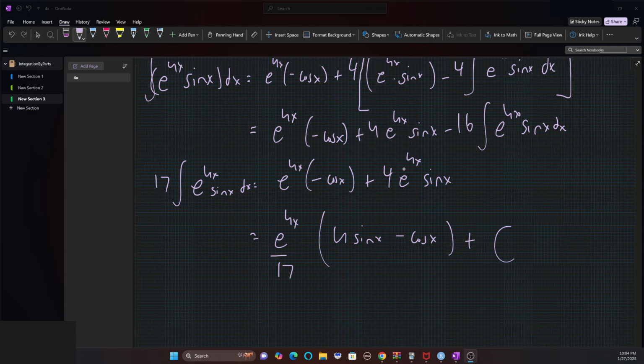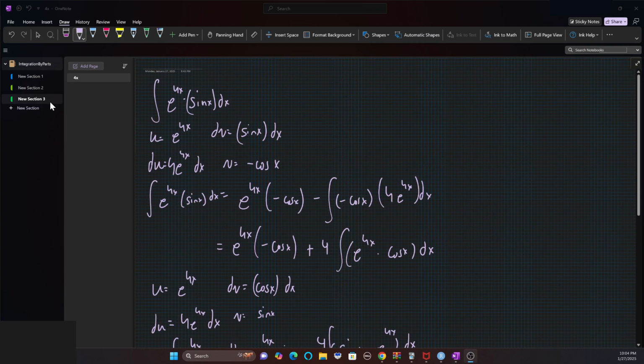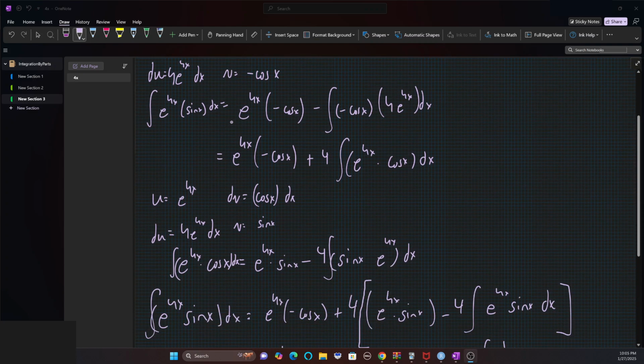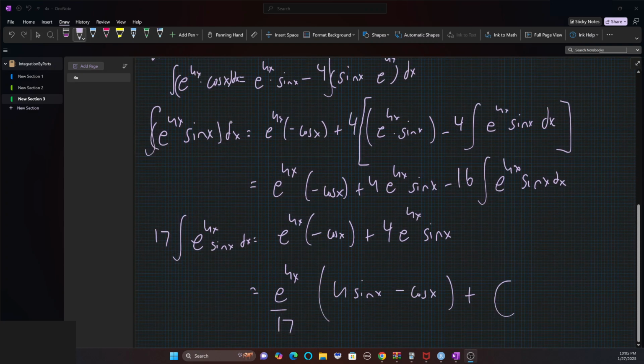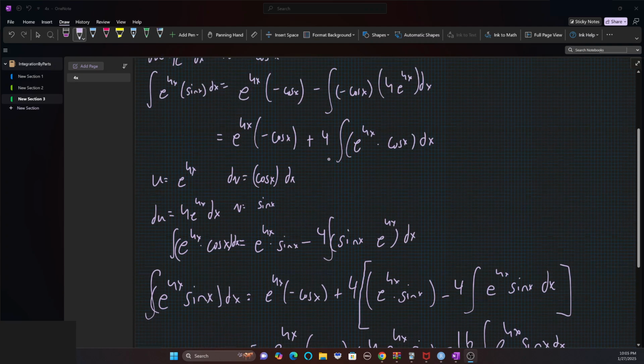My closing thoughts for this: first off, it doesn't matter which one you set to be u and which one you set to be dv. But I think by convention, you should stick to having u equal the exponential, and dv equal the sine or the cosine, and only practice using one consistent way. Secondly is the importance of seeing the big picture ideas.